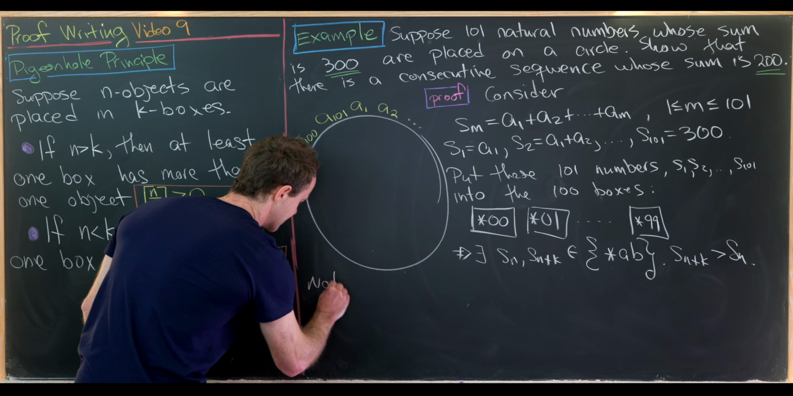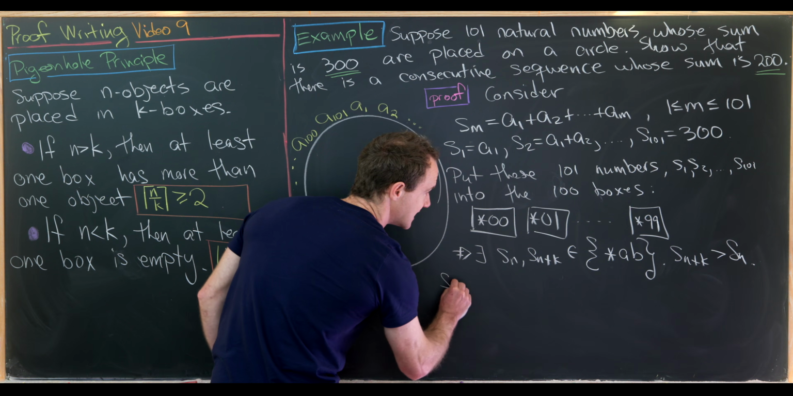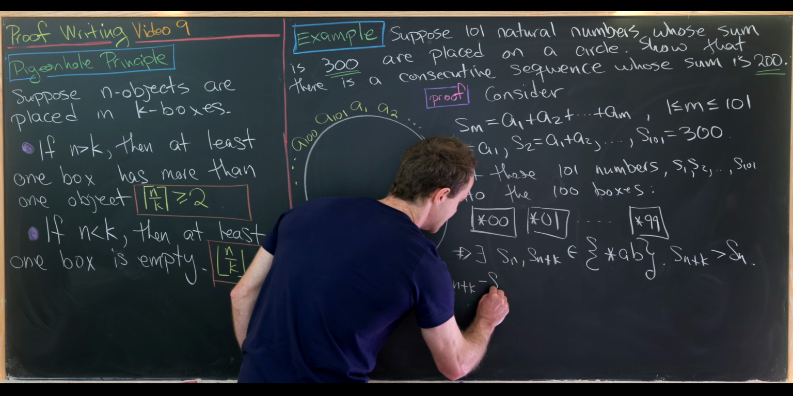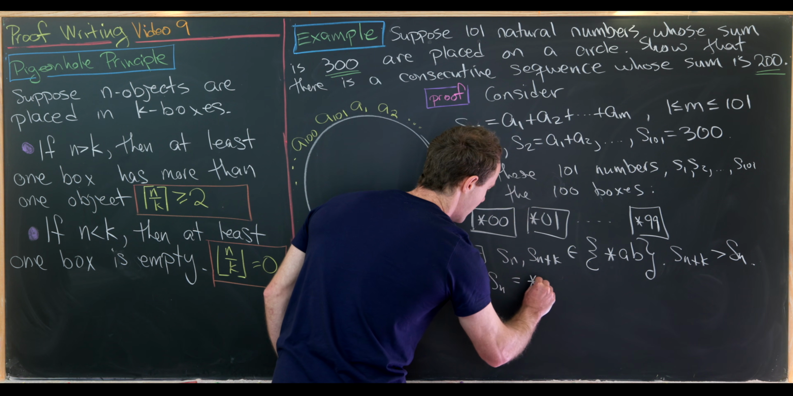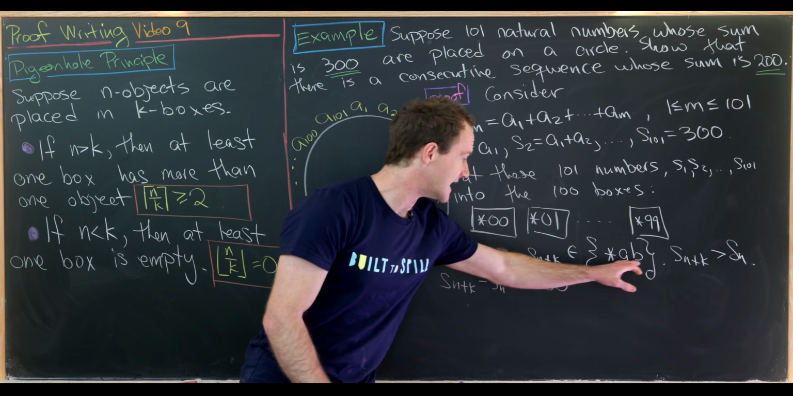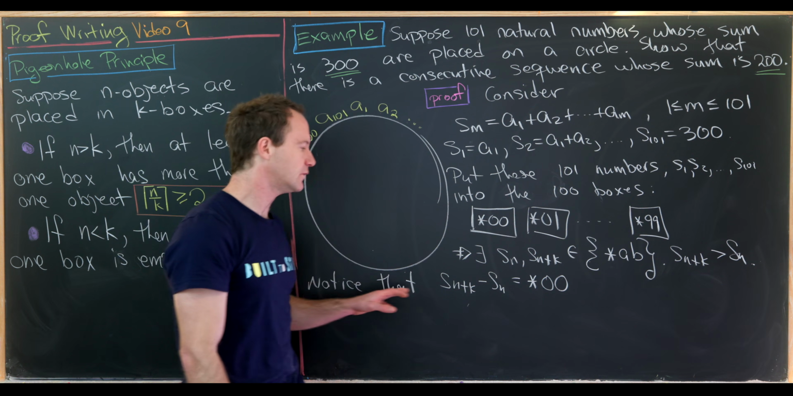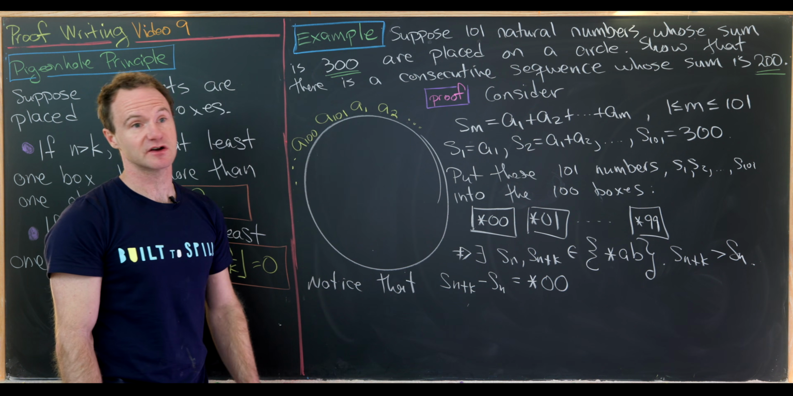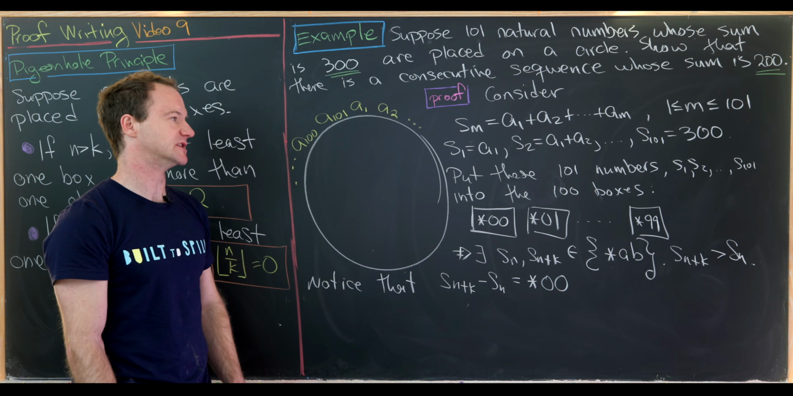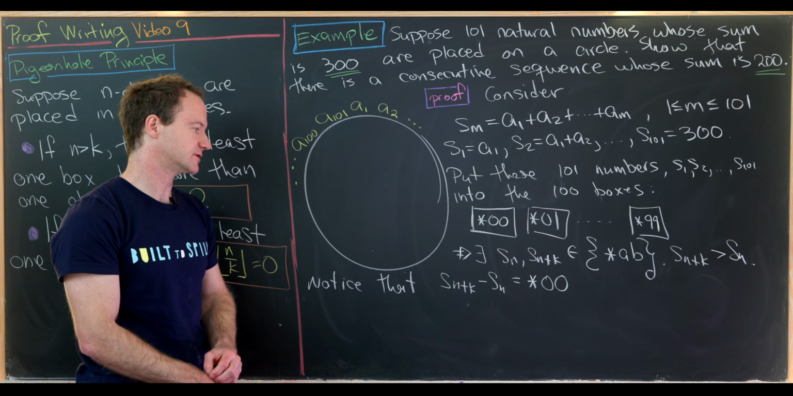So let's write it like this. Let's notice that S_{n+k} minus S_n is of the form star 00. That's because they end in the same 2 digits, so when we take their difference, it will end in 00. But that actually restricts the possible values.